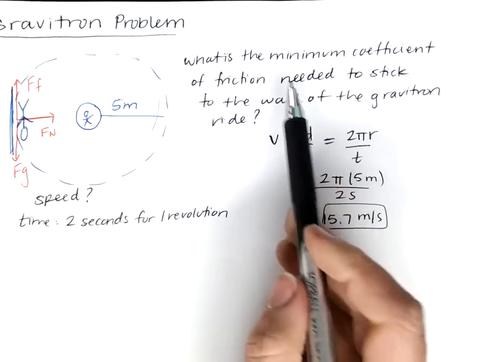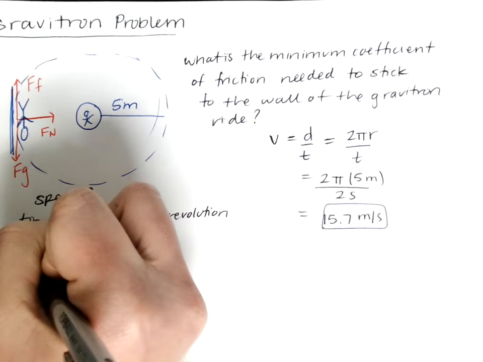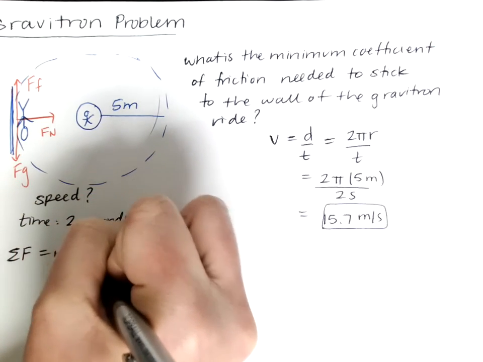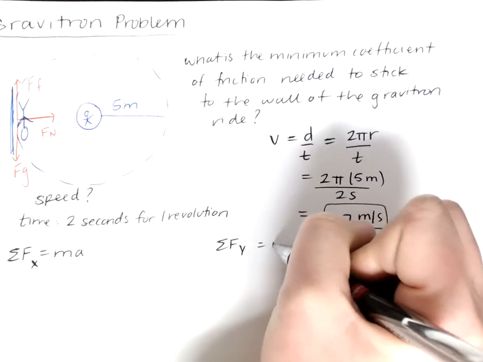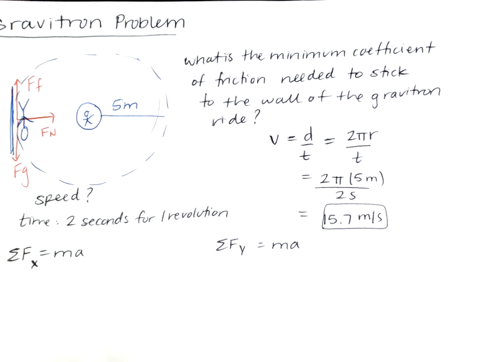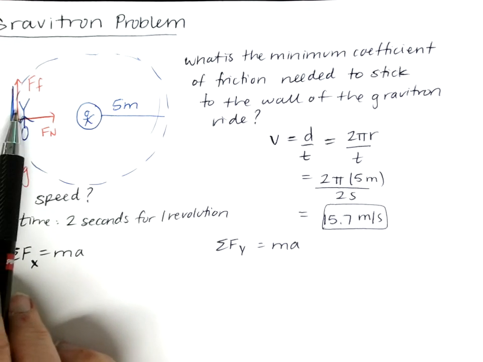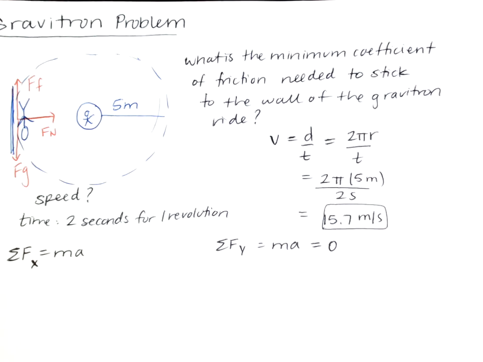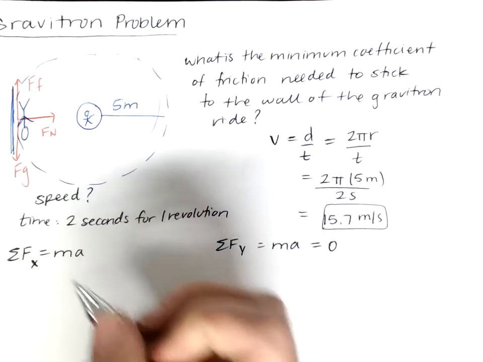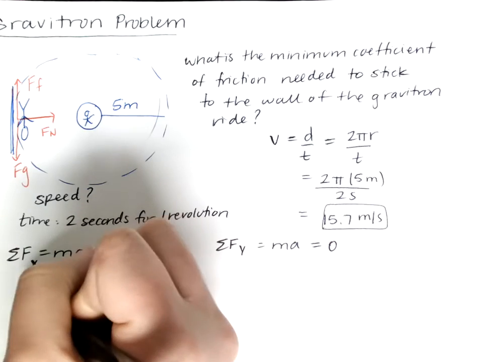So now we're curious about what is the minimum coefficient of friction needed. So we're going to need to set up our force equations. F equals ma in the x direction and F equals ma in the y direction. So in the y direction, the person is stuck to the wall, so they're not moving up and down at all. So the acceleration in the y direction is 0. However, there is this centripetal force, and the centripetal force here is the normal force, so they are accelerating in the x direction because their velocity is constantly changing direction.